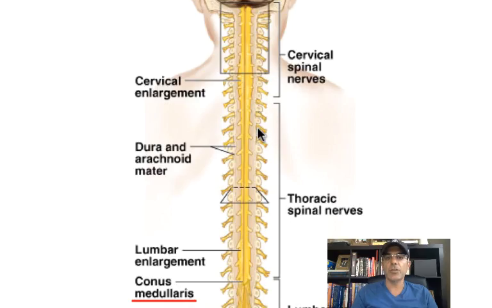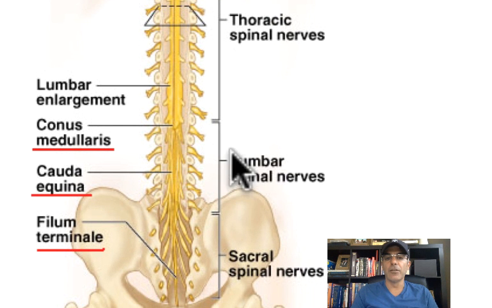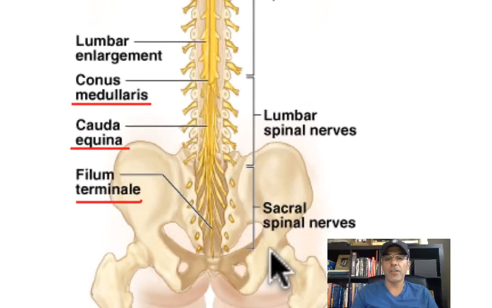How many spinal nerves do we have? We have 8 cervical spinal nerves, C1 to C8. We have 12 thoracic spinal nerves. We have 5 lumbar spinal nerves, 5 sacral spinal nerves, and we have 1 coccygeal spinal nerve that doesn't show as a name here, but this is supposed to be this one.